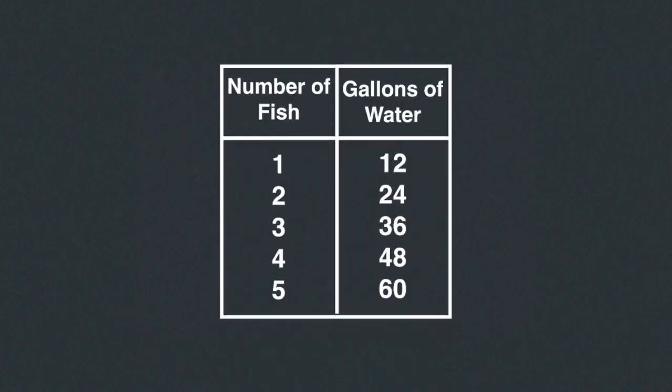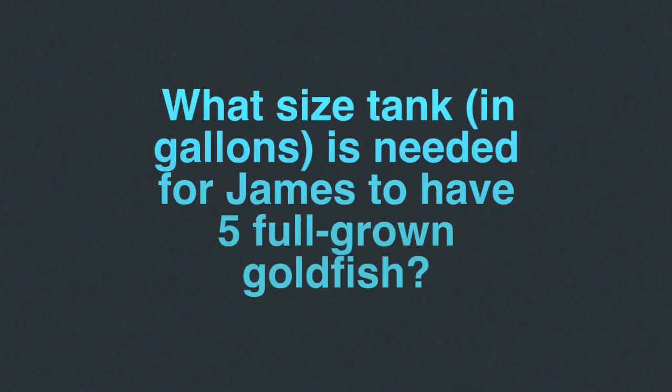And if we kept adding goldfish to the aquarium, like 2 goldfish, then we would need 12 more gallons of water, because there will be 12 more inches of goldfish. And then if we added another goldfish, 3 total, we would need 36 gallons of water, and so on and so on.